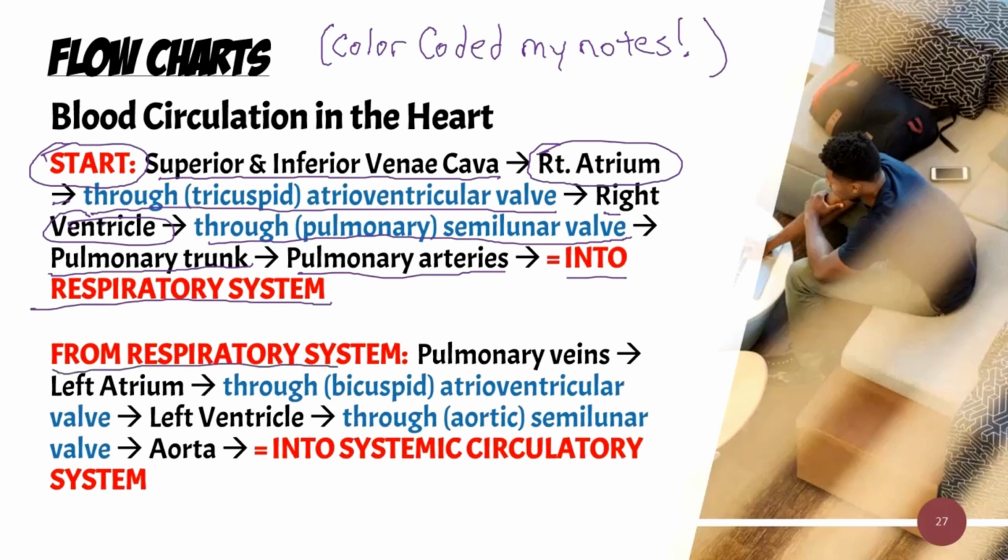So from the respiratory system, it goes into the pulmonary veins, and here's the arrow, so it goes into the heart, into the left atrium, and so on and so forth. And then, as you can see down here, I have a little equal sign into the systemic circulatory system. So that's the result of this journey that the blood has taken through all of these tubes.